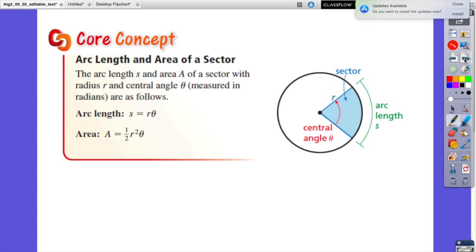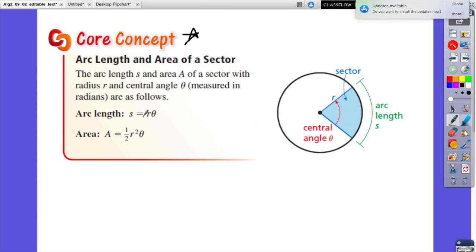We're going to do the next core concept, which is arc length and area of a sector. So I need you to please copy down the core concept here. I want you to think about it as a pizza. So the arc length is the piece of the pizza's crust. So it's here on the outside. So this part would be the crust. The sector, which is the area that's inside here, would be like the pizza part.